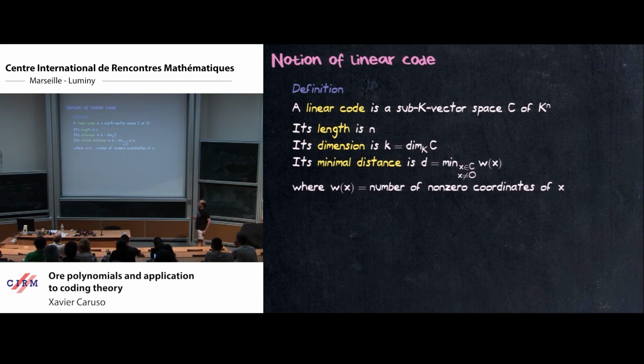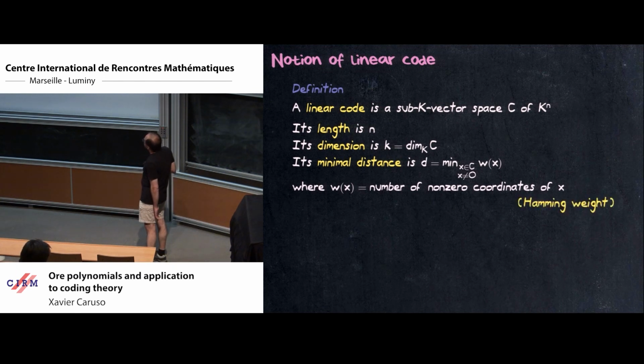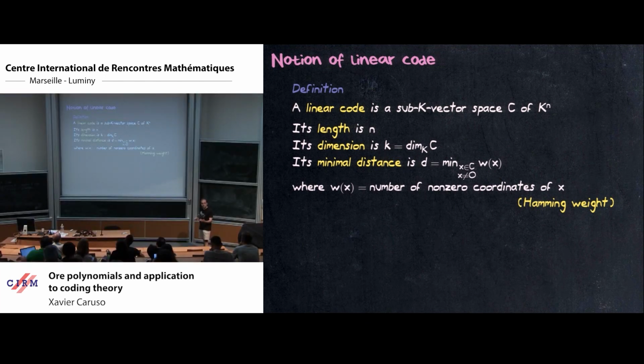Another important notion on linear codes is the minimal distance. The minimal distance of a code is the minimum of w(x) for x in C who is not 0. The elements in C are usually called the codewords. I will probably use this terminology in what follows, but I will try to avoid it. And w(x) is what we call the Hamming weight. The Hamming weight, by definition, of a vector x in K^n, x = (x1, x2, ..., xn), is the number of non-zero coordinates of x.